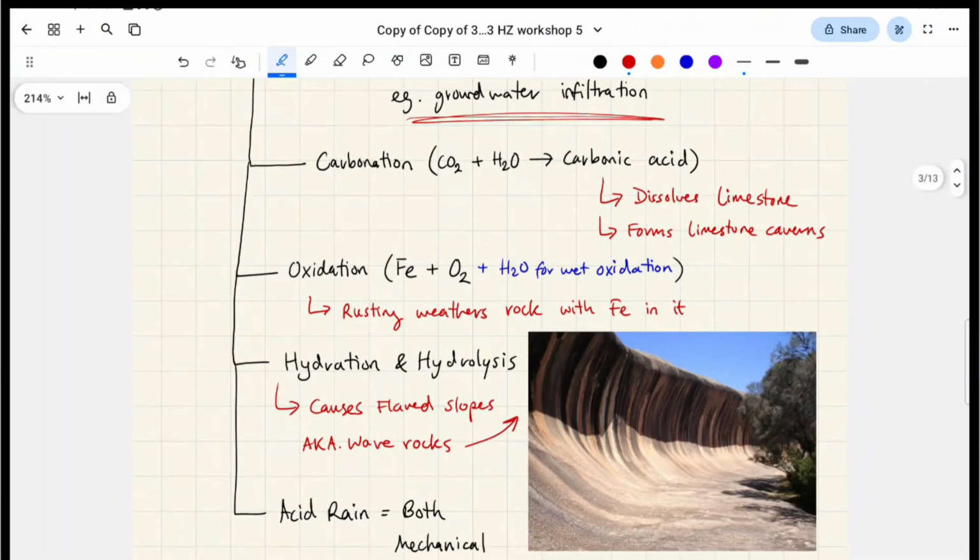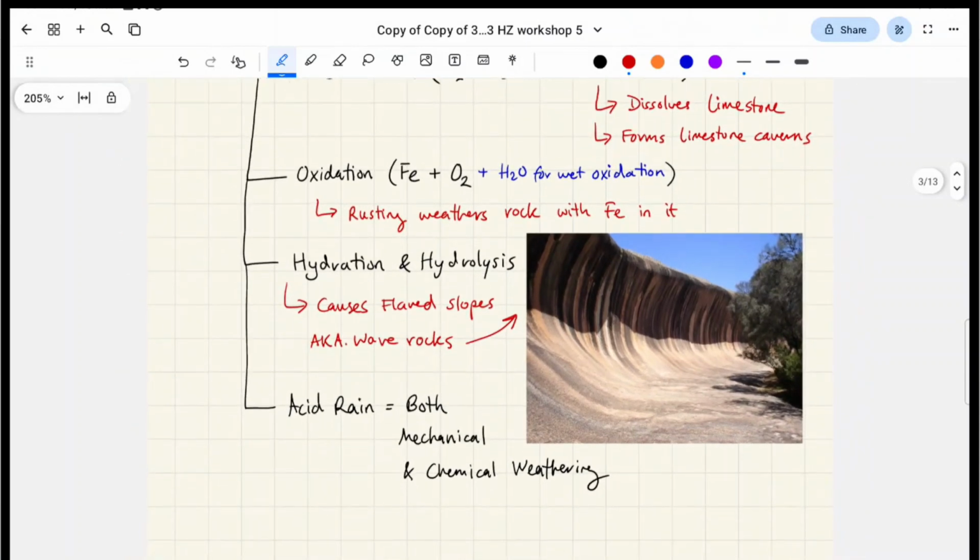Oxidation is basically rusting. So there's dry oxidation and wet oxidation, and the difference between them, chemically speaking, is that wet oxidation will also involve water in the equation. And typically, when we talk about rusting, we're looking at the effects due to iron, so like the iron minerals within rock, and how they're affected by it.